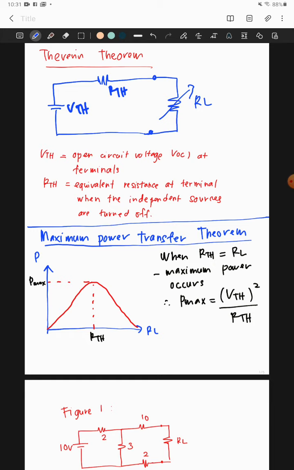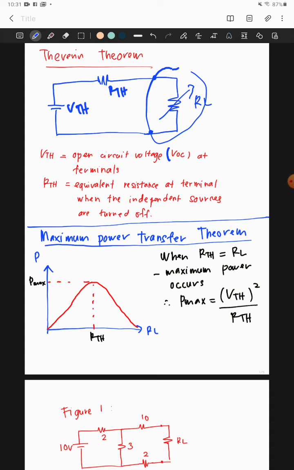That's why in this lab, you need to change the value of RL in order to get maximum power transfer. So what is VTH? VTH is the open circuit voltage, or VOC, at the terminals. In order to find the value of VTH at the terminals, you need to remove your RL from the circuit. And then what is RTH? RTH is actually the equivalent resistance, or you can also say the input resistance that we see from the terminals.